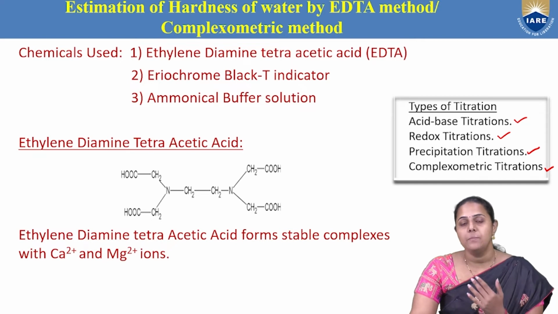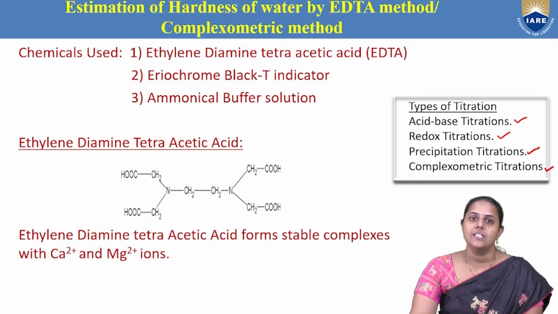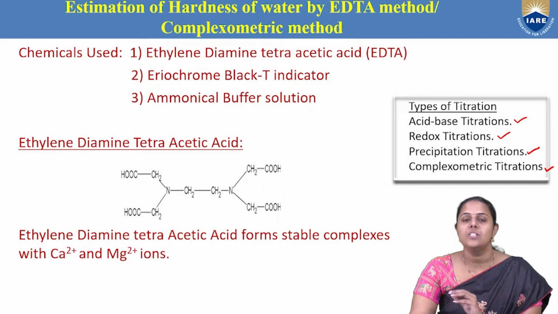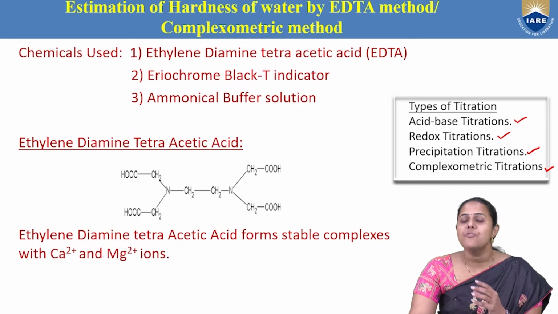The next one is precipitation titrations. In these titrations, there will be formation of some precipitates, which is why they are categorized and named as precipitation titrations. In complexometric titrations, there will be formation of complexes, meaning metal and ligand complex formation takes place during the volumetric titration. That's why it is named complexometric titration. The name itself indicates what type of reactions take place.